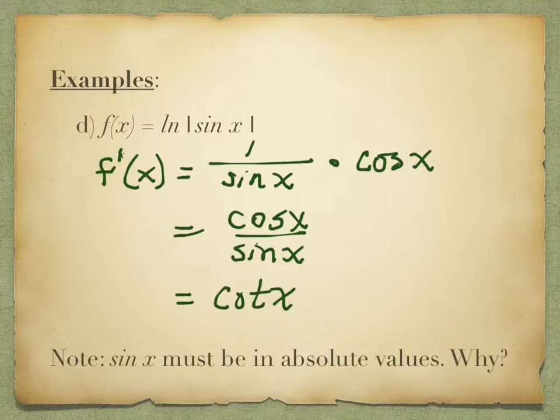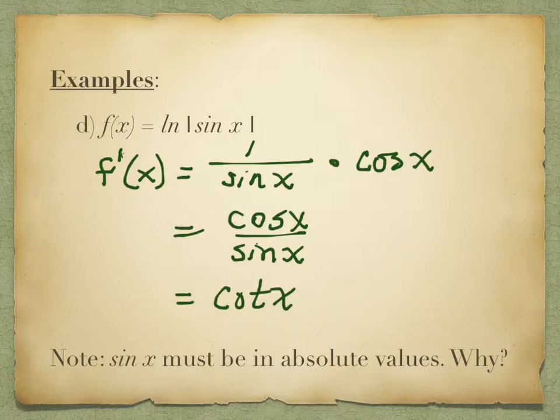Now note at the bottom it says the sine of x must be an absolute value and asks you why. This isn't a question that your book is asking you, but it's one I want you to ponder as you're looking at this and thinking, why did they put the absolute value in there? Was it just so that I could have something to use that rule on? And hopefully you're thinking, well, surely there's more to it than that.